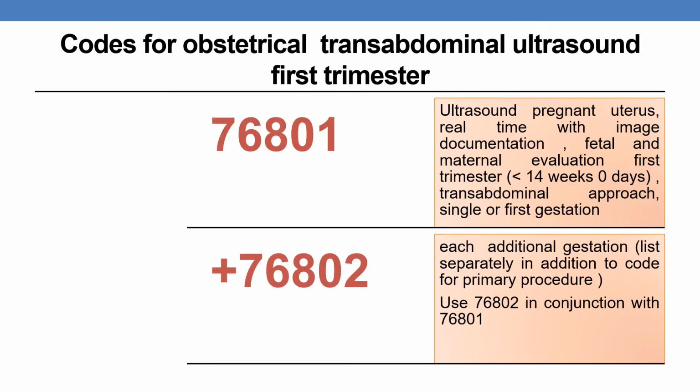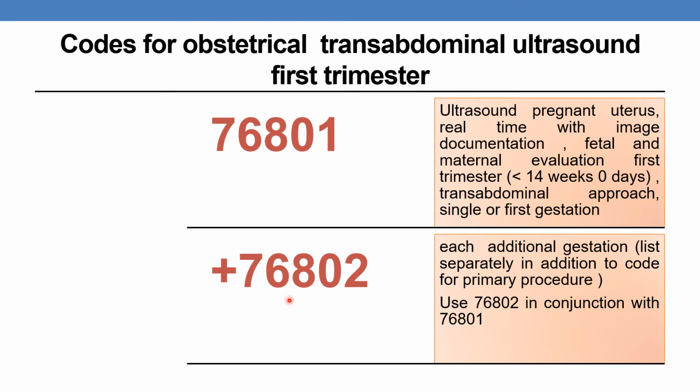Now let us discuss the detailed description. So what is code 76801? That is nothing but ultrasound pregnant uterus, real time with image documentation, fetal and maternal evaluation, first trimester, that is nothing but less than 14 weeks 0 days, transabdominal approach, single or first gestation.